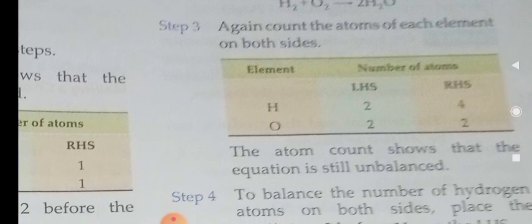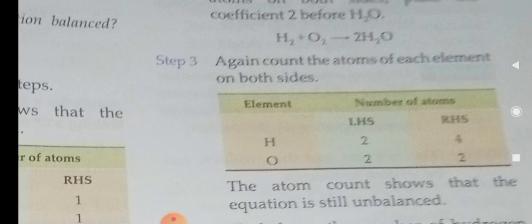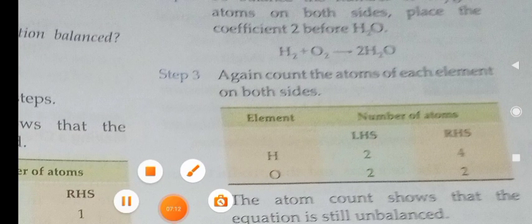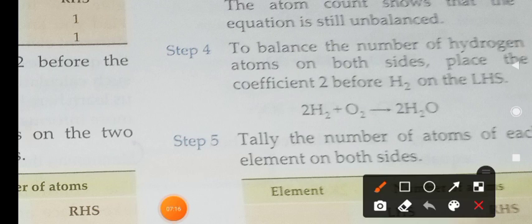So what do we have to do? We have to add the coefficient 2 to hydrogen on the left side. Now the equation becomes 2H2 plus O2 gives 2H2O.